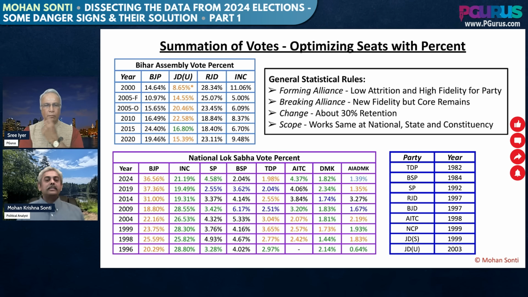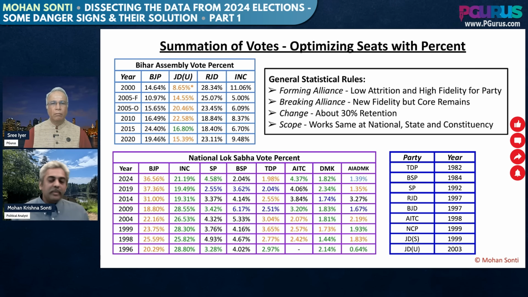All right, then let's start with this. The summation of votes and optimizing seats and percent. Now, these are generally four rules that people have to understand when it comes to alliances, and how the summation of votes happens. So as a general statistical rule, forming alliances has very, very low attrition and a high fidelity for the party. Meaning the people who are aligned with a certain party will go with that party. A substantial number will. The attrition rate is very, very small.